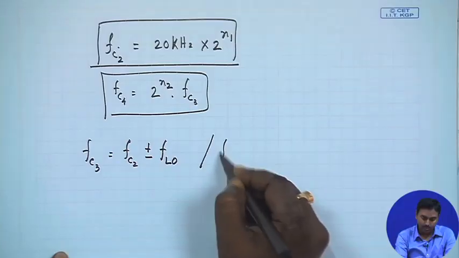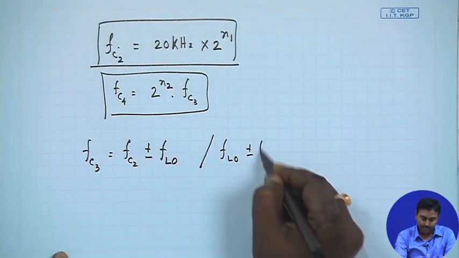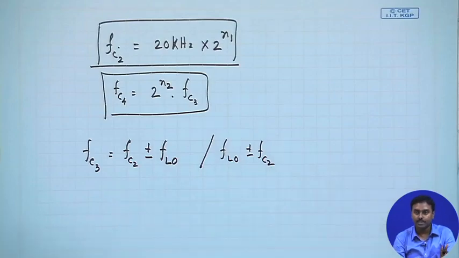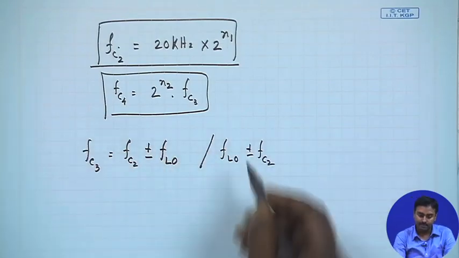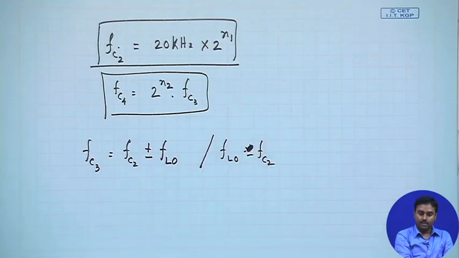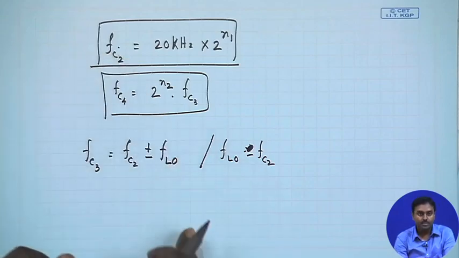So, it can be also FLO plus or minus Fc2. So, I have 3 options actually. Plus will be in both cases same. So, I should write this. So, there are these 3 options which I can play with. With that the frequency should all match.